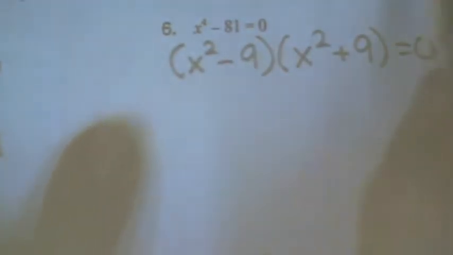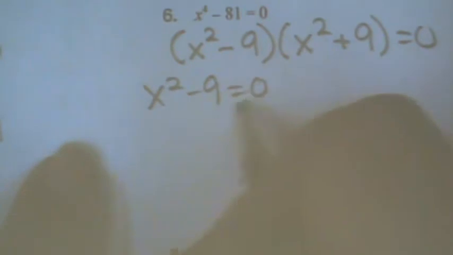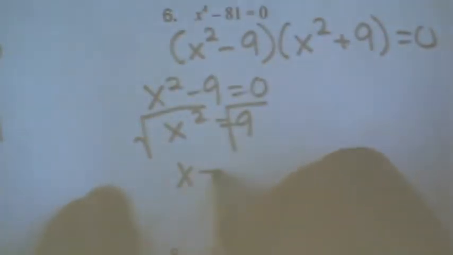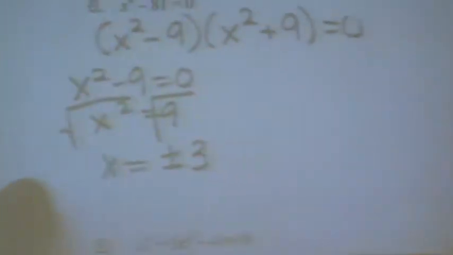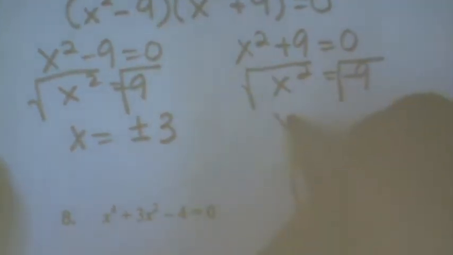Number 6, this is the difference of 2 perfect squares. You get x squared minus 9 times x squared plus 9. Set each of these equal to 0. X squared minus 9 equals 0. Add 9. Square root both sides, and you get plus or minus 3. And this one, when you take the 9 over to the other side, it becomes a negative 9. And when you square root both sides, you get plus or minus 3i.